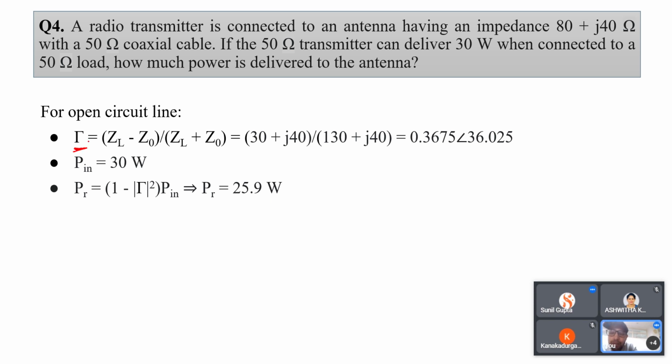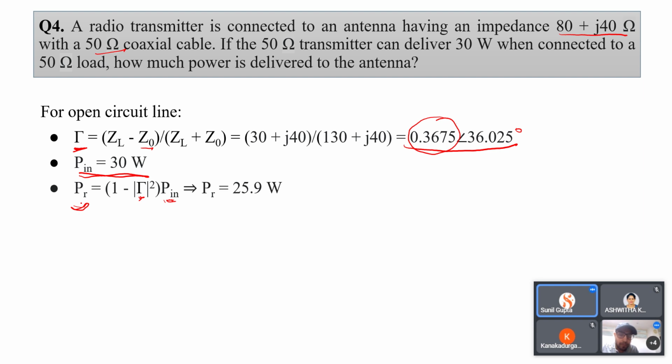So gamma you can calculate with ZL, which is 40 plus j40, and Z naught is 50. By using this relationship you can obtain the value of gamma, which is equal to 0.36 magnitude and phase 36.02 degrees. Input power is given as 30 watt. So now you have to put the value of gamma and P in here, and you will directly get the value of load power. Any doubt?